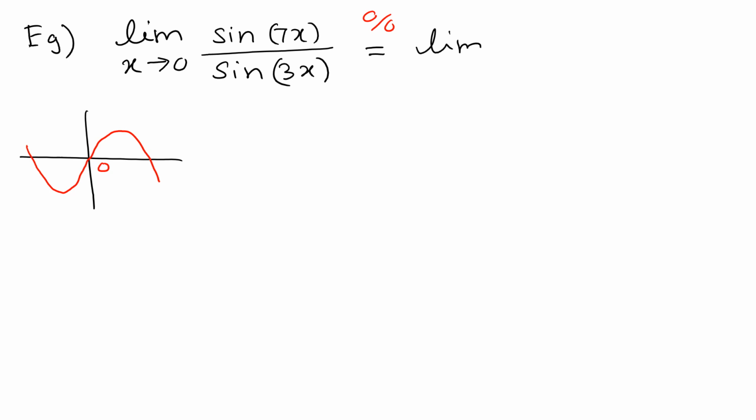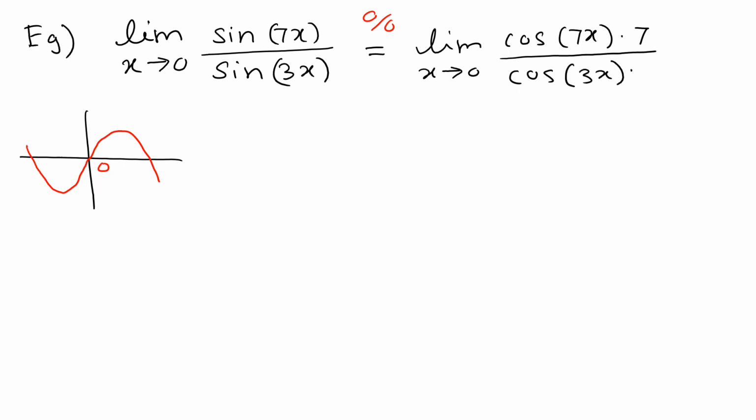Let's take the derivative using the chain rule. Sine becomes cosine of 7x, multiplied by the derivative of the inside function, which is 7. And we do the same thing for the bottom: cosine 3x times 3. If you are not familiar with the chain rule, you can look at the video in the description, where there are about 10 different problems that you can study. Okay, let's continue. You can pull 3 and 7 out.